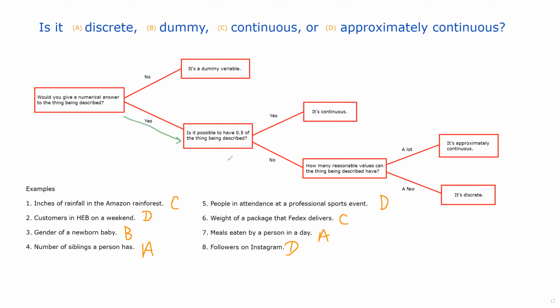Is it possible to have half a phone call? No. And then how many reasonable values can the thing being described have? So again, this is hard because I don't know what the liberal arts instructional technology call center is like. Is it hectic? Is it slow going?